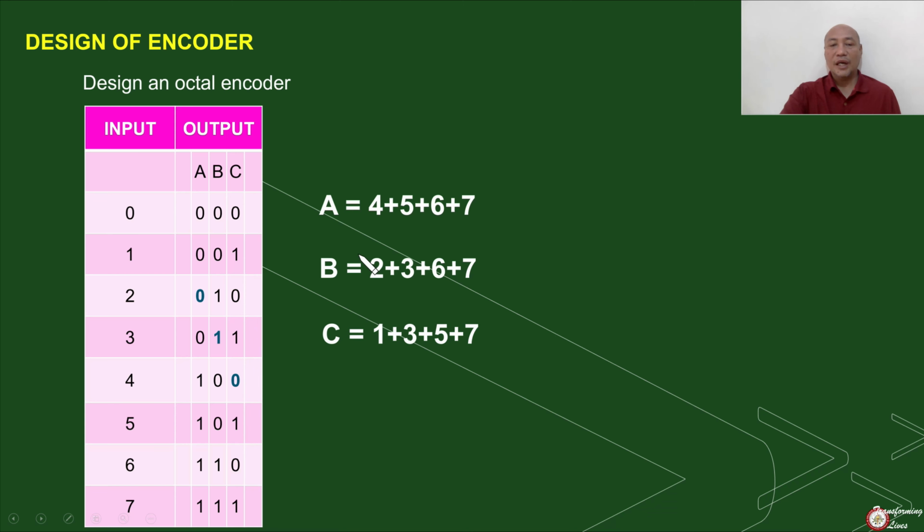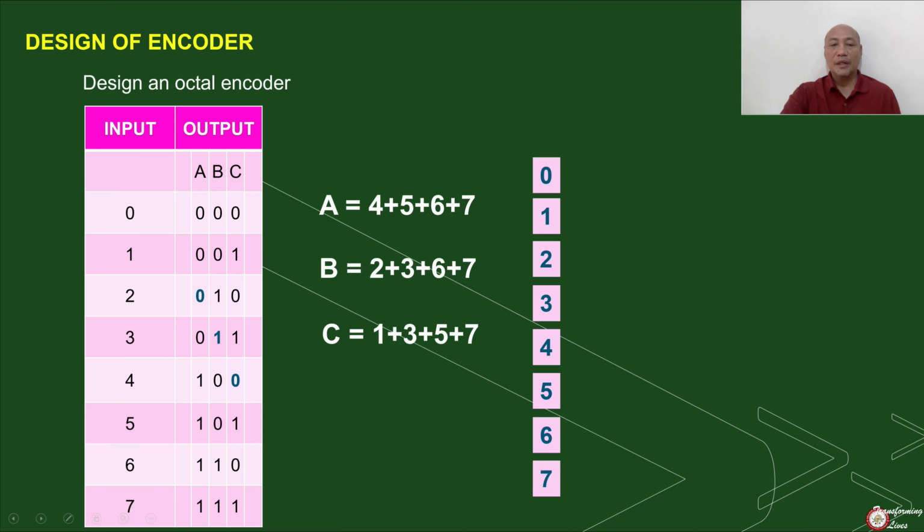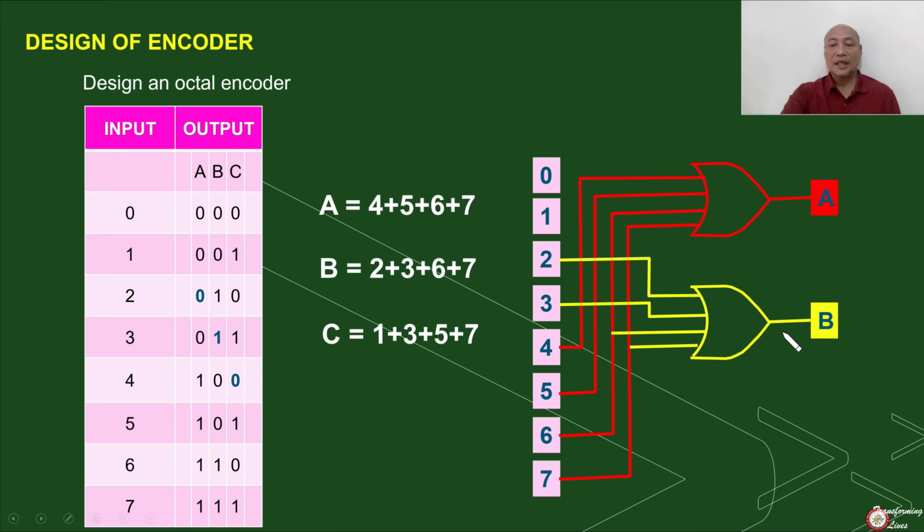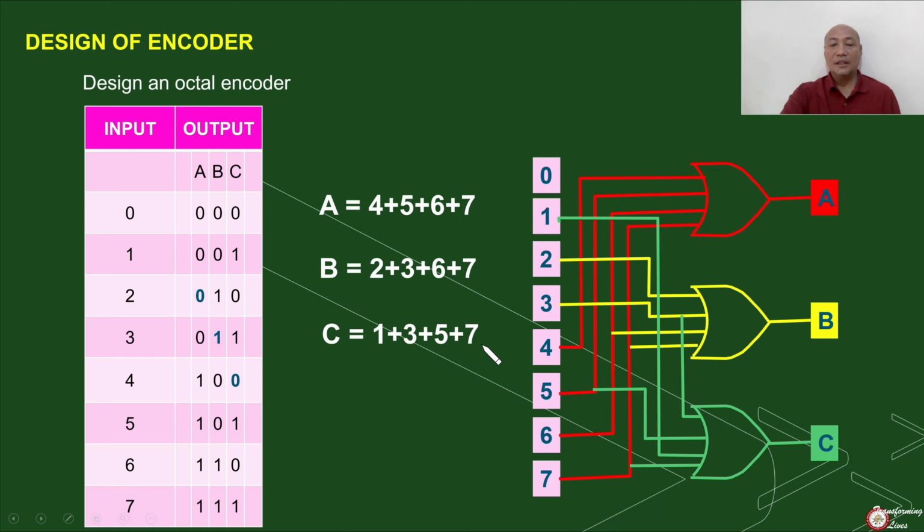To implement, how many inputs do we have this time? We have 8 inputs, 0 to 7. So what are we going to do? This time we'll be using OR gates. For A, that will be 4, 5, 6, 7, entering a 4-input OR gate, which will be equal to A. Then for B, we have 2, 3, 6, and 7. Then C is 1, 3, 5, and 7. Let's try to input, for example, 4. If we input 4, this will be equal to 1.